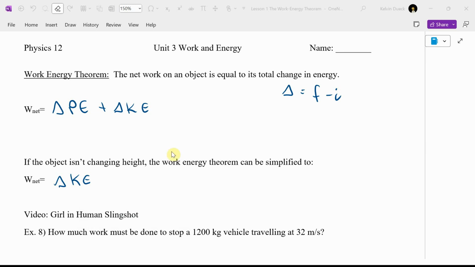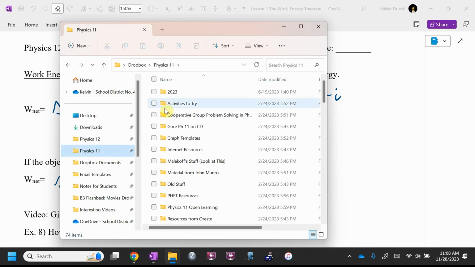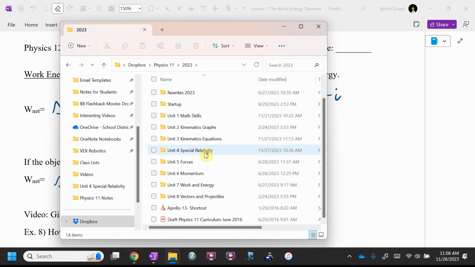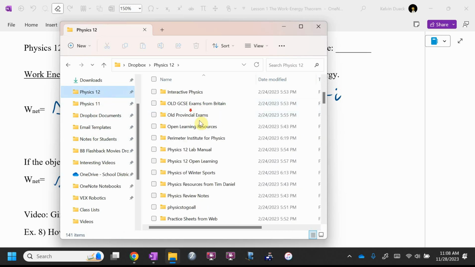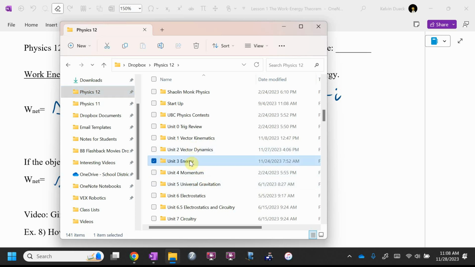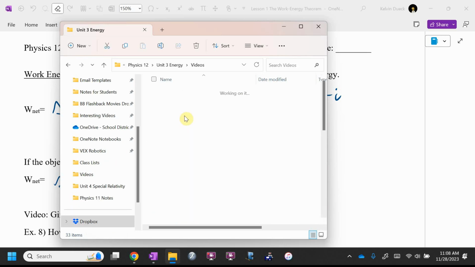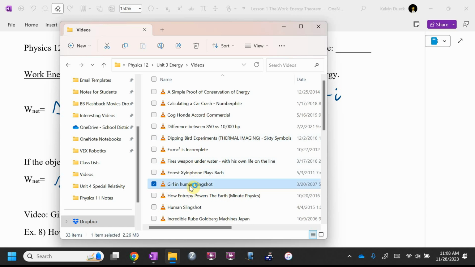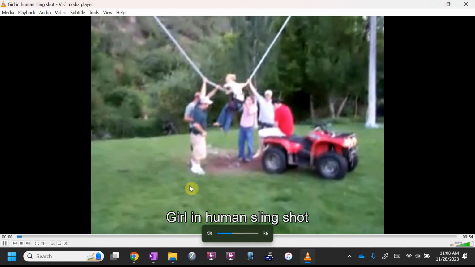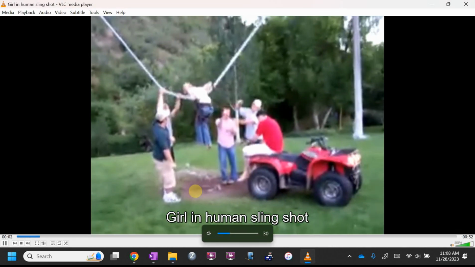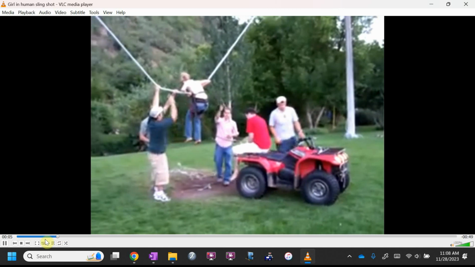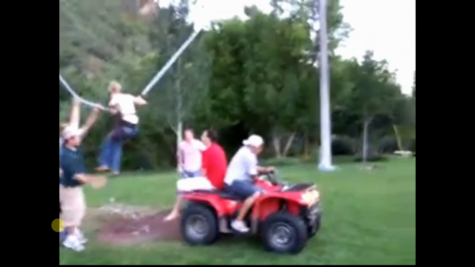Put your pencils down, look up. I showed this last year, but I'll re-show it here because it's a nice example of the work energy theorem. A slingshot is a really nice example of stored energy.